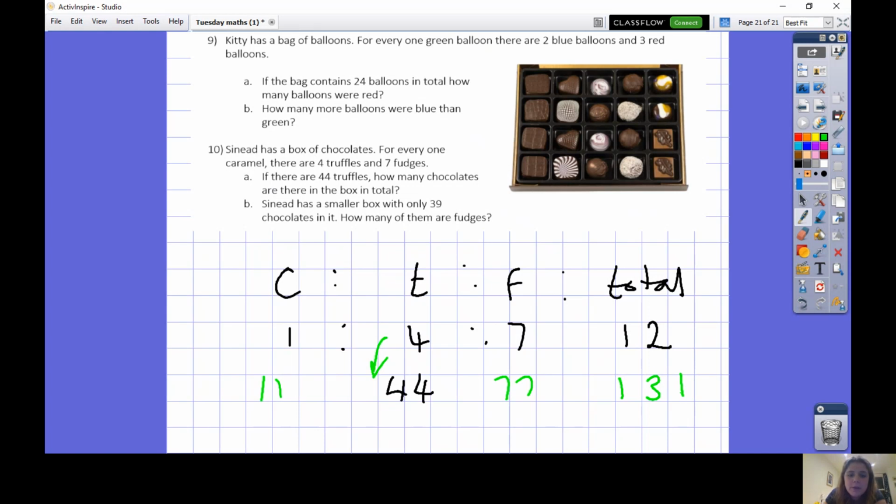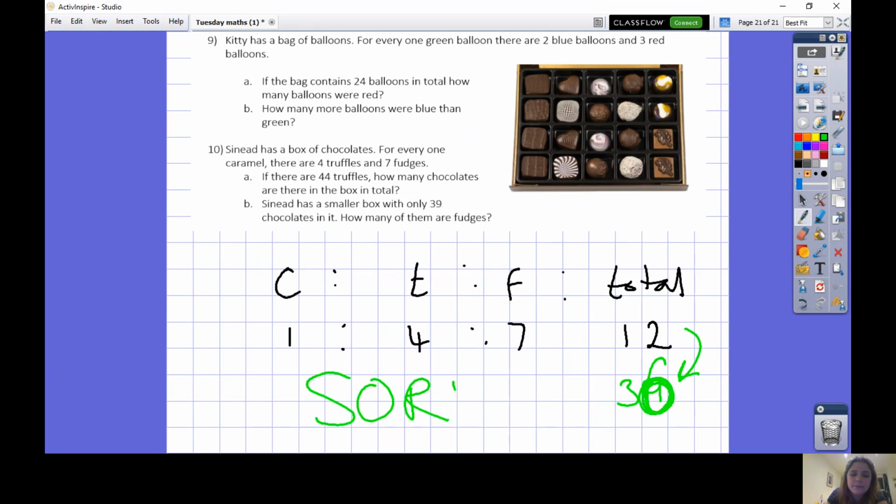Sinead has a smaller box with only 39 chocolates in it. How many of them are fudges? So we're going to go back here and we're going to say now there are 39 chocolates in the box. How do we get from 12 to 39? Miss Graham's made a horrible mistake. That number should have been 36. I apologise to anyone who attempted this question and got stuck on it. We can't really get from 12 to 39. That should have been 36. I am sorry.